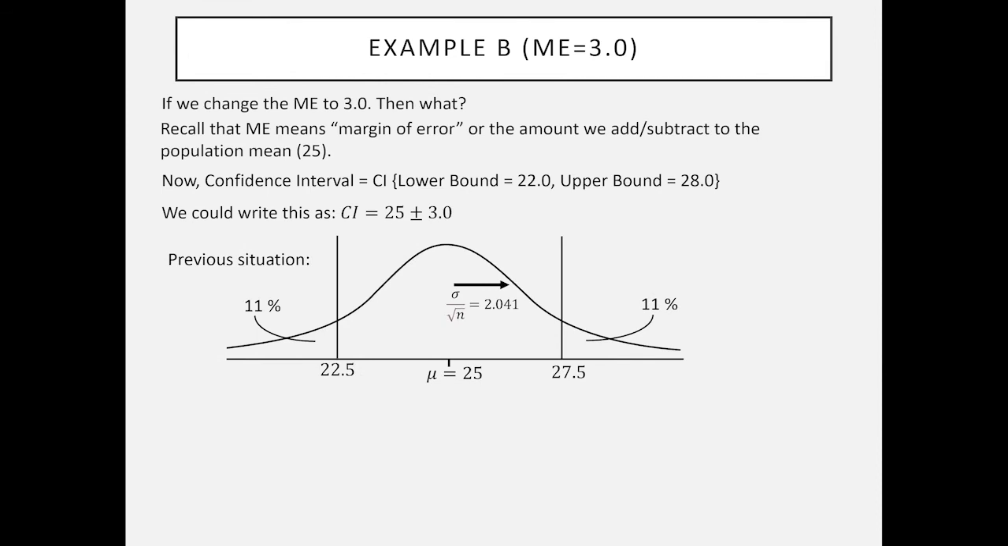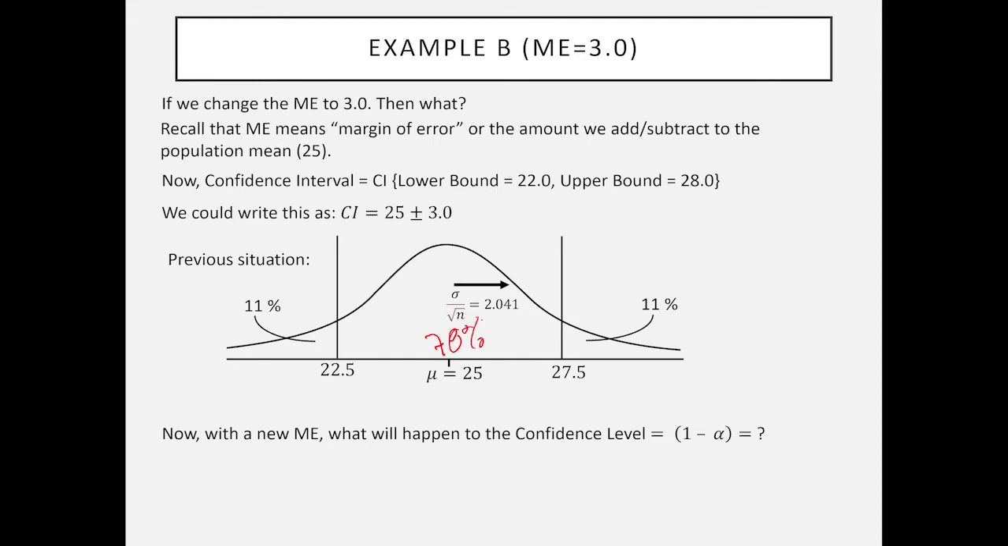I can graph it this way. We still have the same standard error, so that's the spread. I'm going to have, well, previously I had 22.5 and 27.5. You can see that in this case, what's going to happen to the confidence level that was previously 78% inside here?